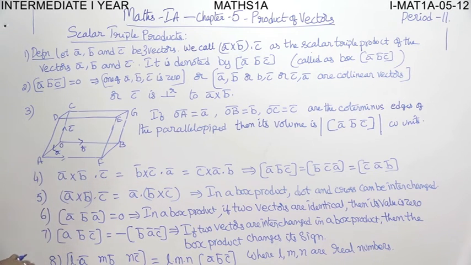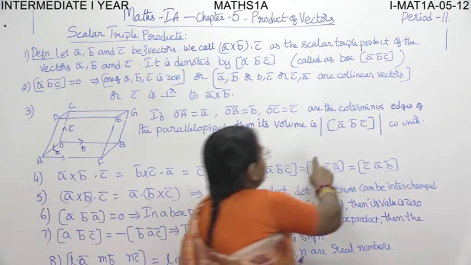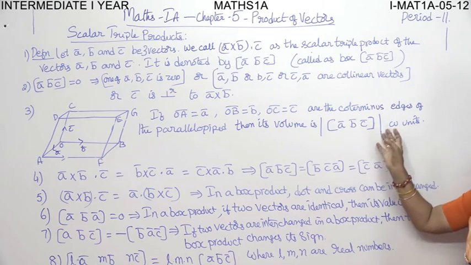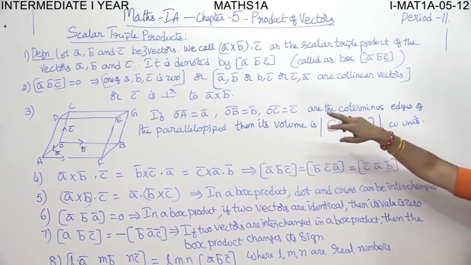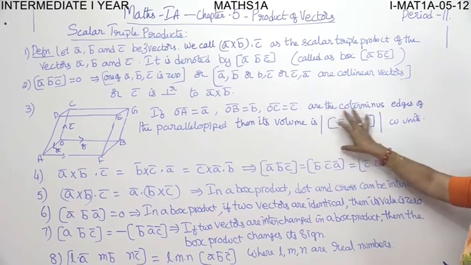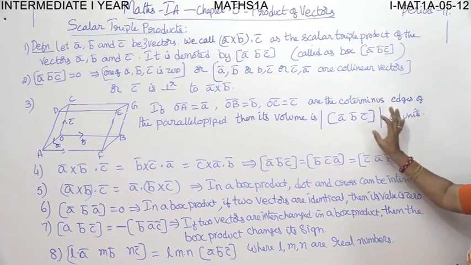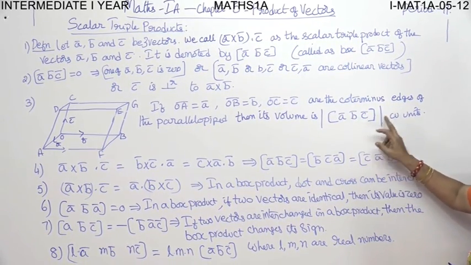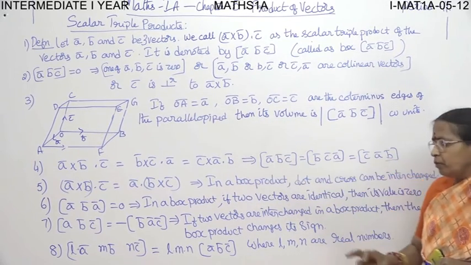The volume of the parallelepiped is the modulus of box ABC. Sometimes we may get a negative value if they are in the left-hand system. Whatever it is, you take the modulus of it. So volume is positive. The box product of ABC is the volume of the parallelepiped.